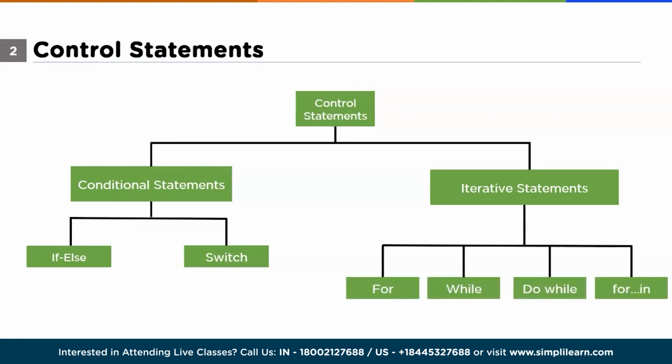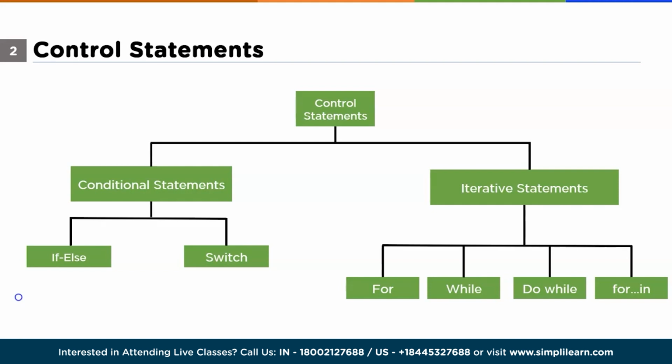So the for loop, while loop, and do while loop, you might have heard about them earlier because they are also present in other programming languages. But this for in loop is a new type of loop present in JavaScript. We use for in loop with objects. We'll go through objects in upcoming videos, and of course we'll be looking at each of these control statements in detail. We'll have a particular video for each of these topics.